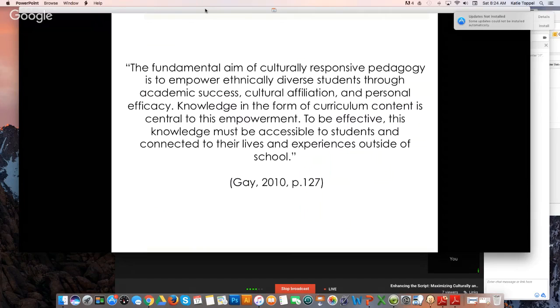So again, that relationship piece helps us know those avenues to connect with our students. And we also need to be able to ask them and open that pathway for them to contribute, so that we can help to forge those connections so that they can be connected with the content that we're teaching.